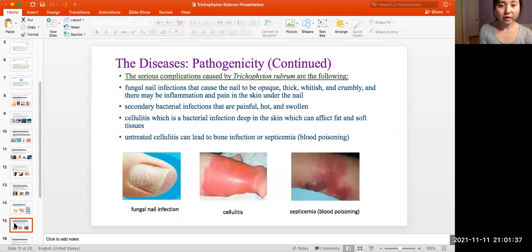The serious complications caused by Trichophyton rubrum are the following: fungal nail infections that cause the nail to be opaque, thick, whitish, and crumbly, and there may be inflammation and pain in the skin under the nail. Secondary bacterial infections that are painful, hot, and swollen. Cellulitis, which is a bacterial infection deep in the skin which can affect fat and soft tissues. And untreated cellulitis can lead to bone infection or septicemia, which is blood poisoning.